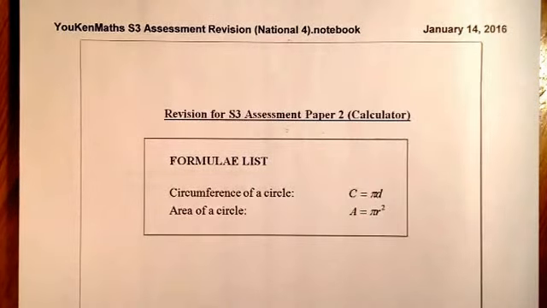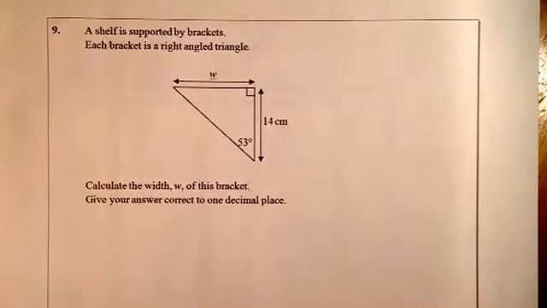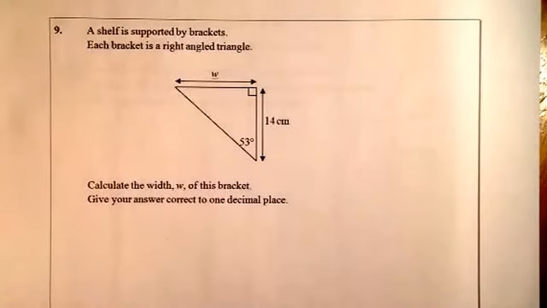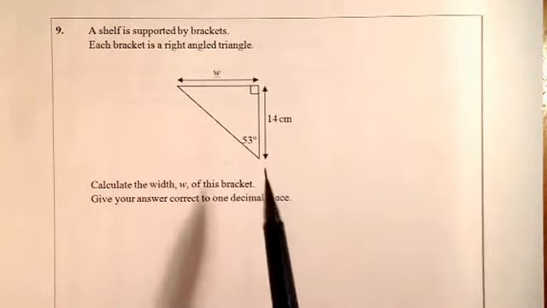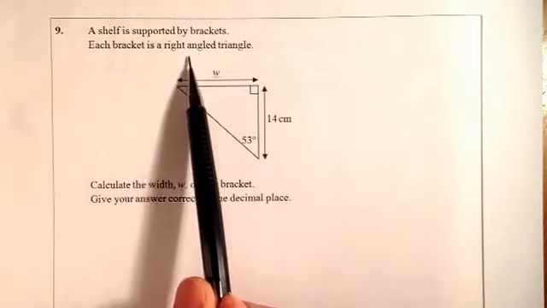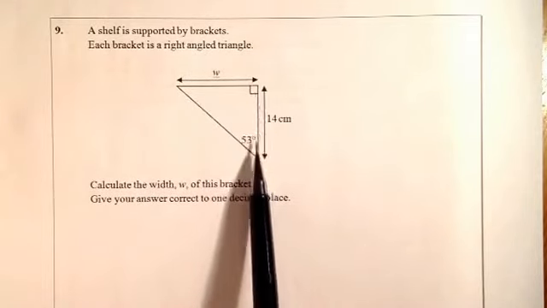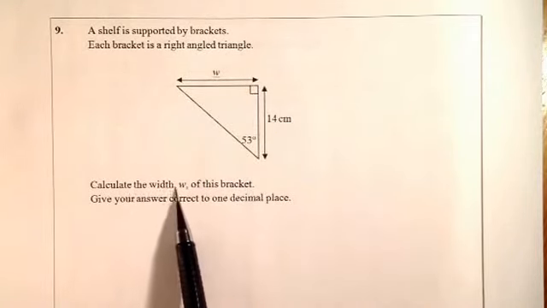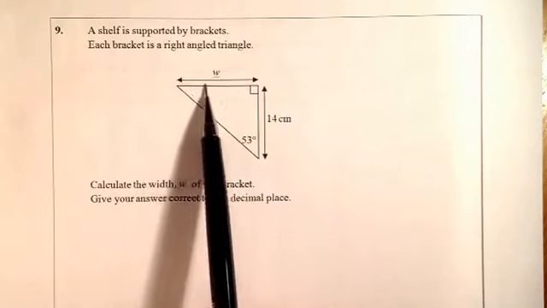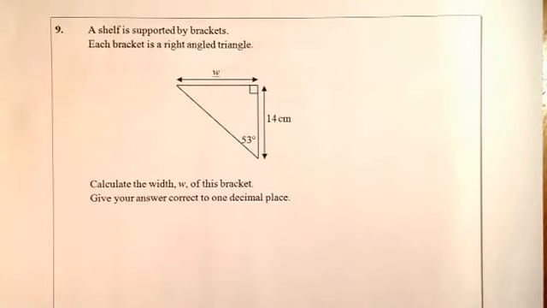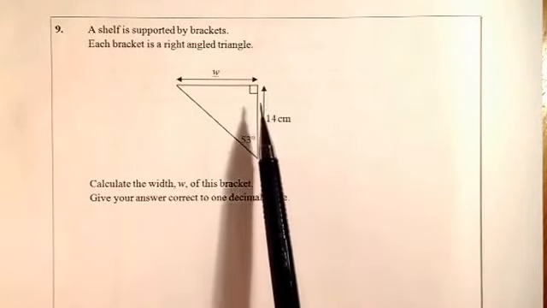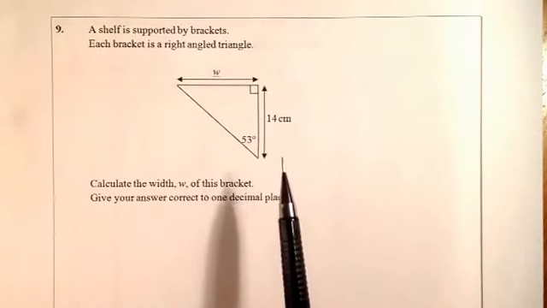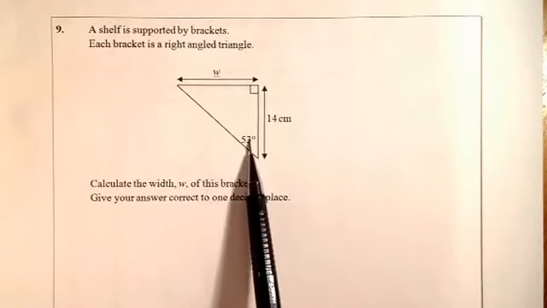Right, so let's go ahead and we'll start with question 9. A shelf is supported by brackets. Each bracket is a right angled triangle, so this is our bracket here. Calculate the width W of this bracket, and we'll answer to one decimal place at the end. What I've got here is one side, and that's all I've got in lengths, and I've got an angle in there.